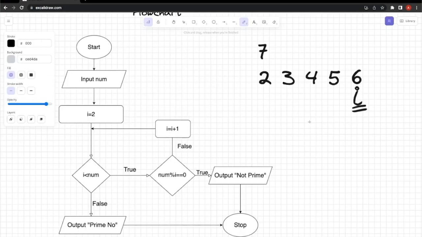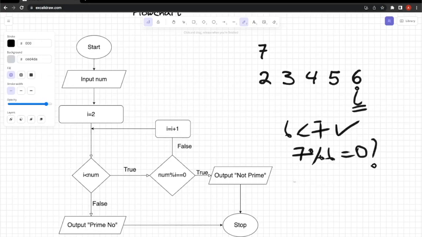Now check, is 6 less than 7? Yes, 6 is less than 7. It is true. It comes to the next decision block. Is 7 modulo 6 equal to 0? No, when we divide 7 by 6, we don't get the remainder as 0. So it is false. Then we increment the counter. I is equal to 6 plus 1. That is 7. I is equal to 7.